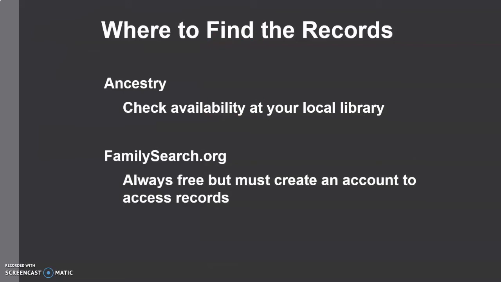So where would you find your records? You'd look in Ancestry. Check your local library for availability, see if they have it. If you have a subscription, great. If you don't, check your local library. If they have it, then you can use it there for free. Of course, you can always use FamilySearch from home. It's always free. Just create an account. That way you can download the images of the records. And they have a link on there when you're looking at a record to cite the record. So if you click on that, it automatically cites it for you.